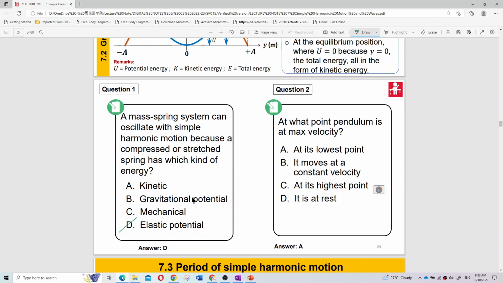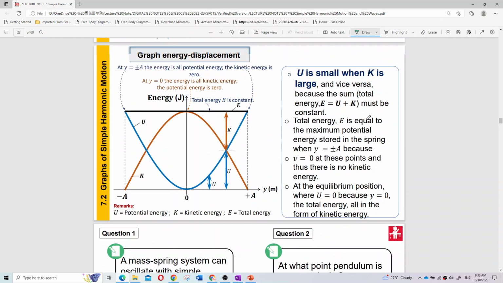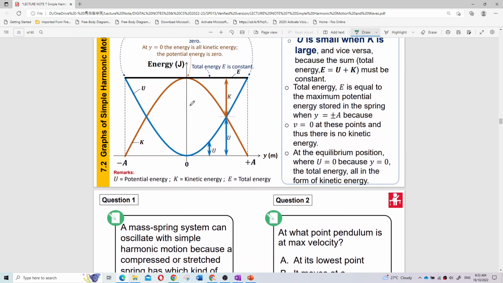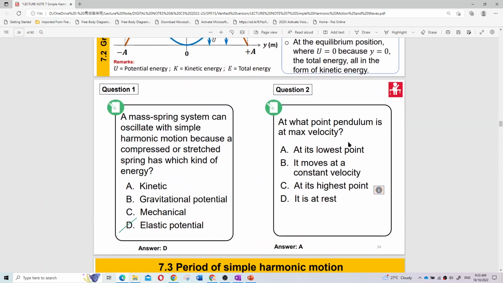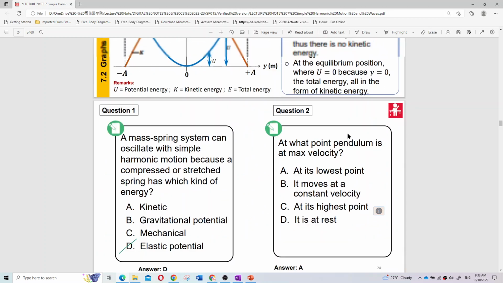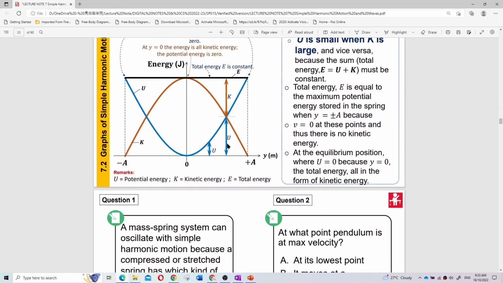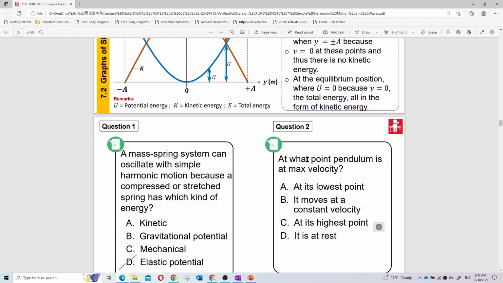Elastic potential energy. Good. At what point of the pendulum has maximum velocity? A pendulum is just like a spring-mass system. It is the same graph as this one. This graph is not just for the spring-mass system, it's also for the pendulum, the one that oscillates left and right. If you notice, the spring-mass and the pendulum both have velocity 0 at amplitude, and velocity maximum at equilibrium. It's the same thing.